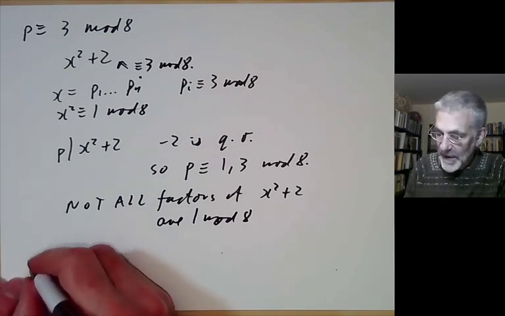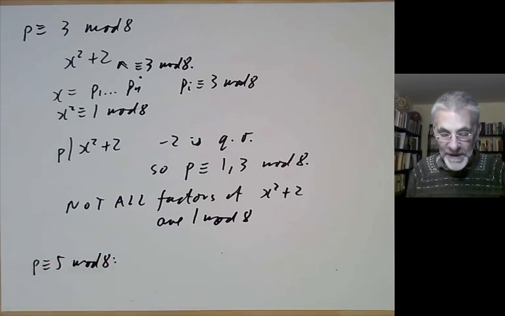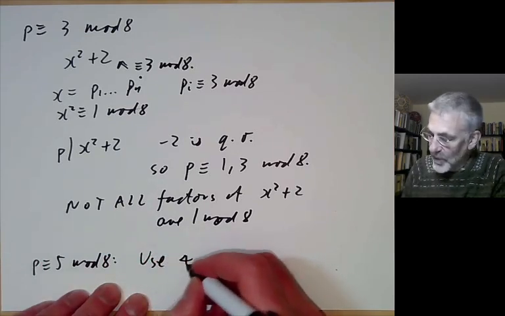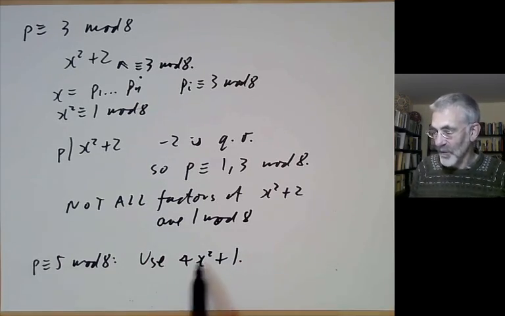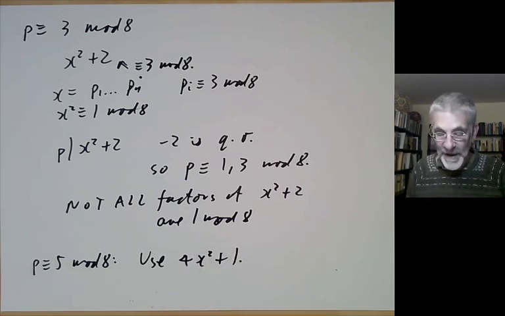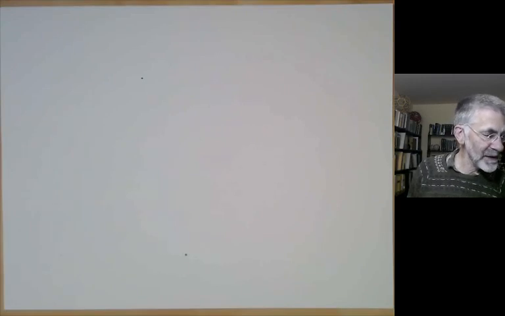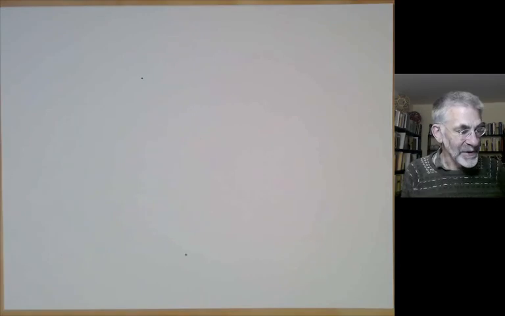That leaves 5 mod 8. I'm not going to do p equals 5 mod 8 in detail. I'm just going to leave it as an exercise. I'll just say you use 4x squared plus 1, where x is a product of a lot of odd primes. And this is always 5 mod 8, and all its factors must be 1 or 5 mod 8. And now you can copy the proof we gave before. So that's given some applications of when 2 is a quadratic residue of p.